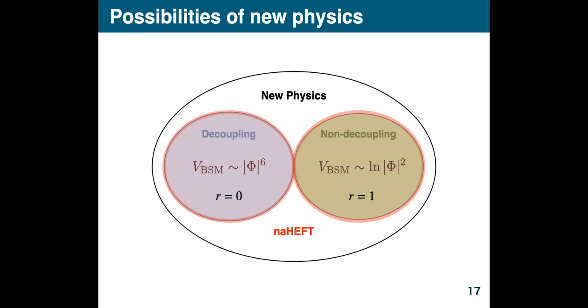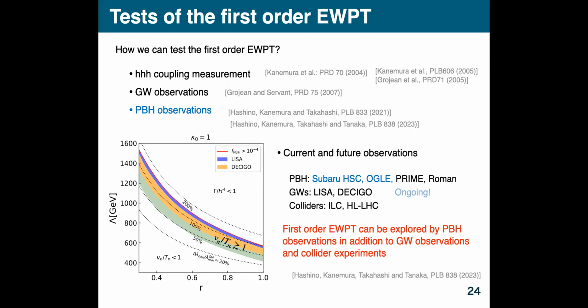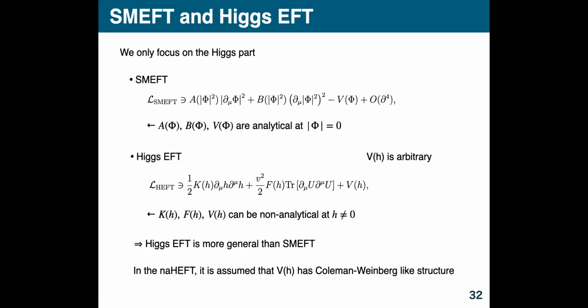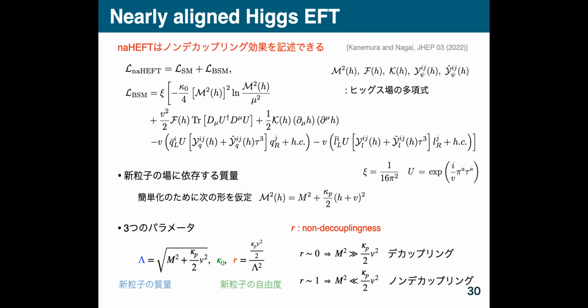Then where are the contributions of new physics? The Lagrangian is the standard model part plus BSM. This is the generic Lagrangian of the nearly aligned Higgs EFT. The BSM part can be described by this form. The L_BSM includes the potential corrections and the correction to the kinetic term of the Higgs boson or the Yukawa interaction.